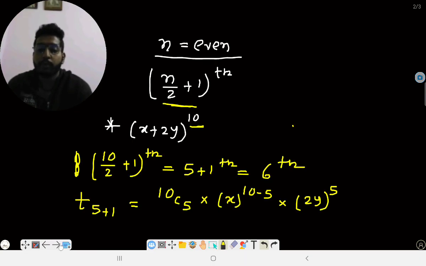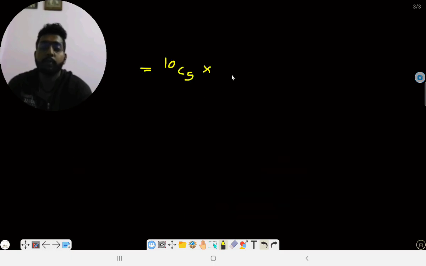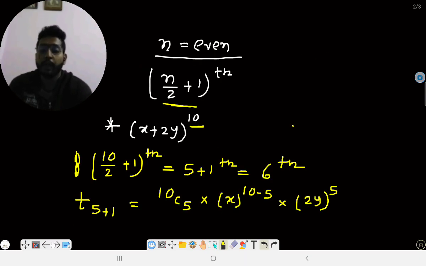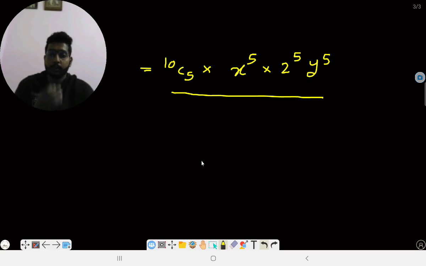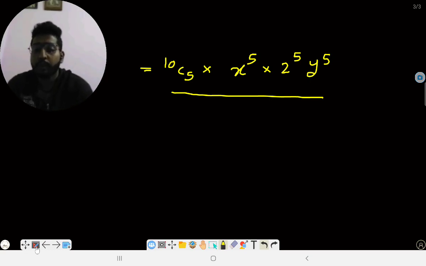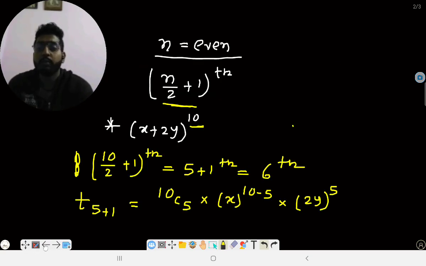So that will be 10c5 into x to the power 5 into 2 to the power 5 into y to the power 5, like this. Okay, 10c5 x to the power 5, 2 to the power 5, y to the power 5. Now this will be the middle term of this expression. So whenever the power is even, the middle term will be the (n by 2 plus 1)th term.